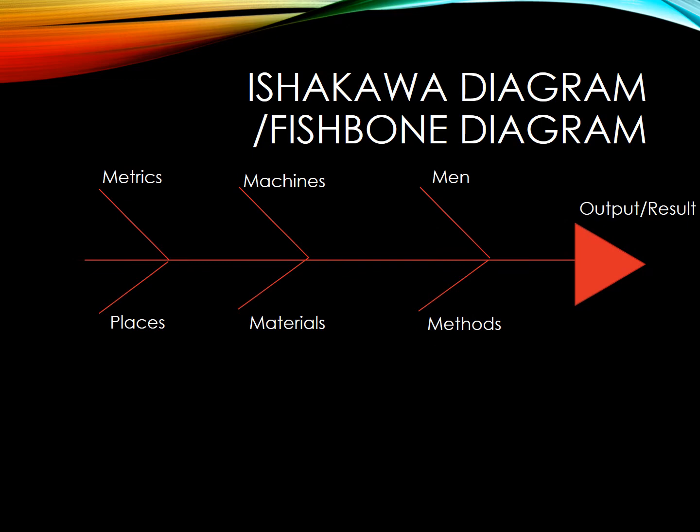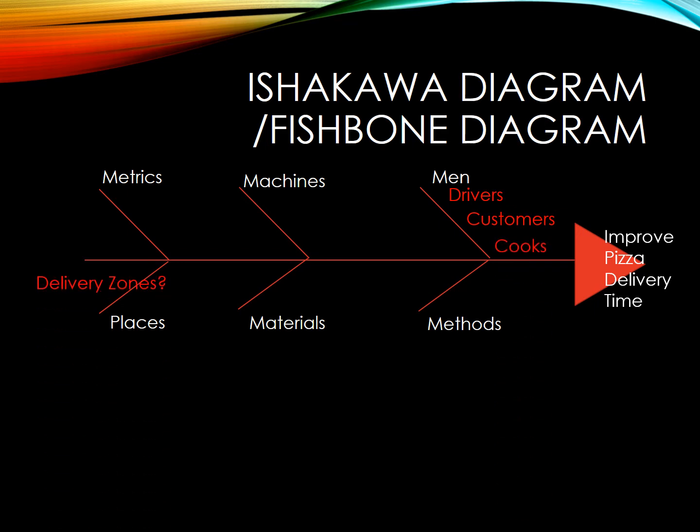So here we have a blank fishbone diagram. At the head here we have the output and the result. We're going to put something specific there and pretend for a moment that we work for a pizza joint and that we're part of a project team that is trying to improve pizza delivery time. So that's what's going to go at the head of our fish. That's the result we're trying to achieve. That's the effect we're trying to achieve. That's the output, is improved pizza delivery time. And then we're just going to start filling in these bones with some of these contributing factors. Under the men section, we'll throw up drivers and customers and cooks. When we get to places, we'll talk about delivery zones probably, range, how far is too far to try and deliver and meet a specific deadline.